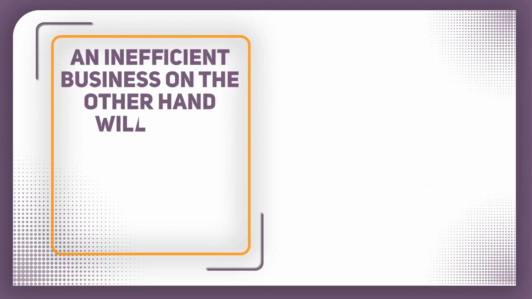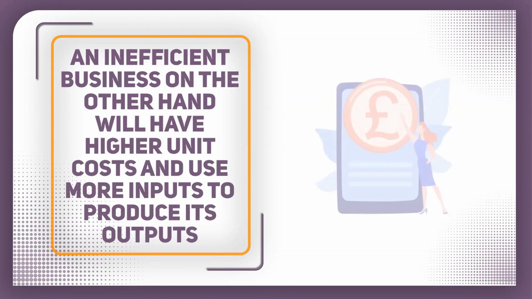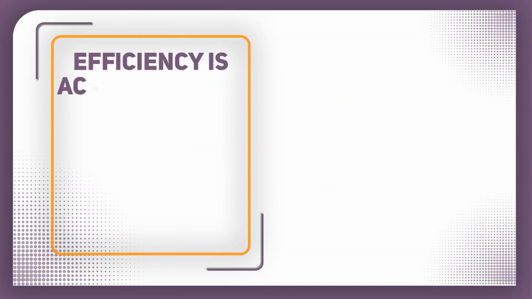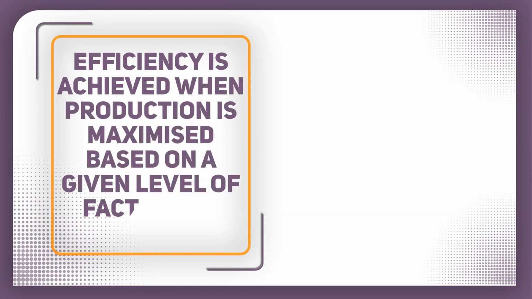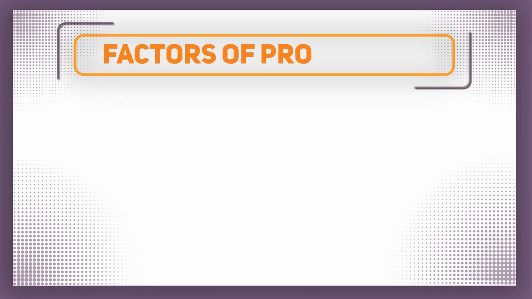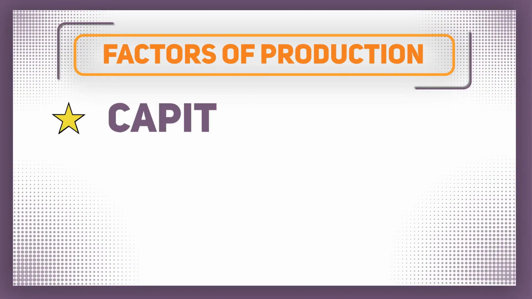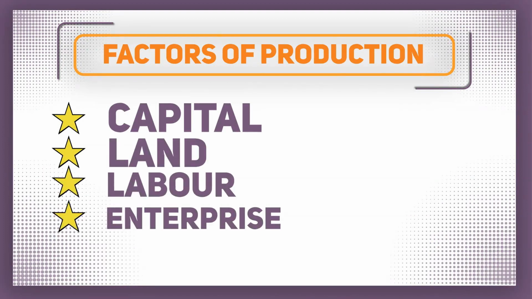An inefficient business, on the other hand, will have higher unit costs and use more inputs to produce its outputs. Put another way, efficiency is achieved when production is maximised based on a given level of the factors of production. We've looked at these factors in another video, but to remind you, they are capital, land, labour, and enterprise.